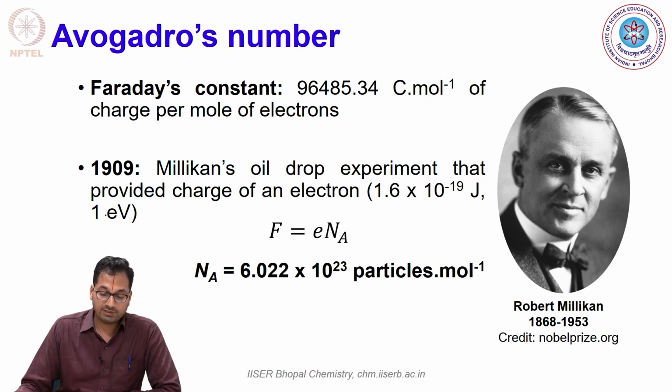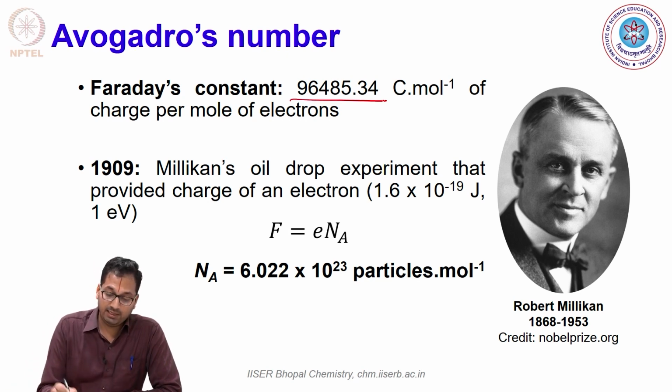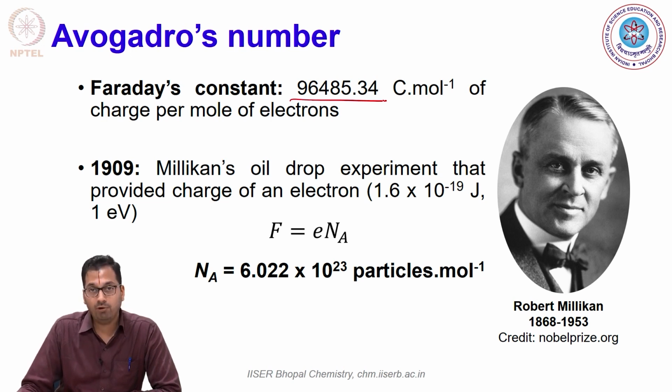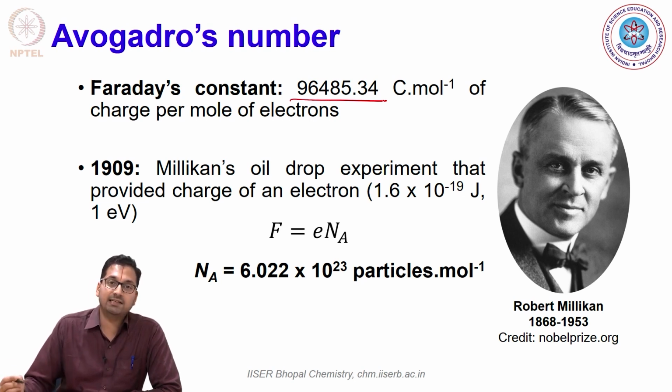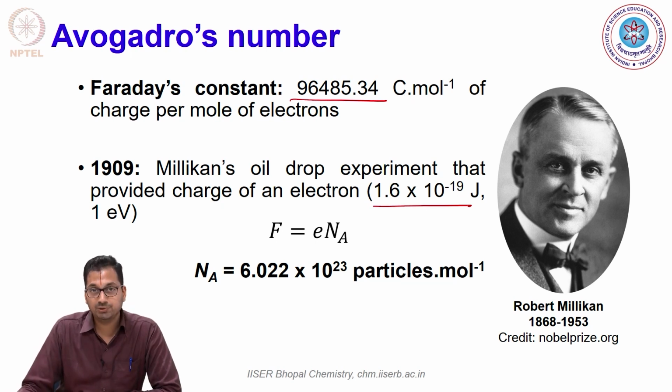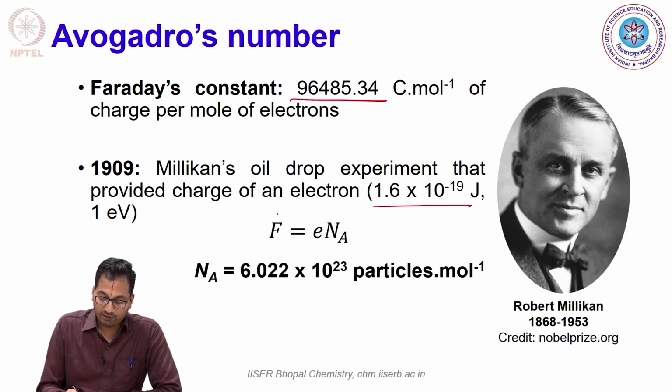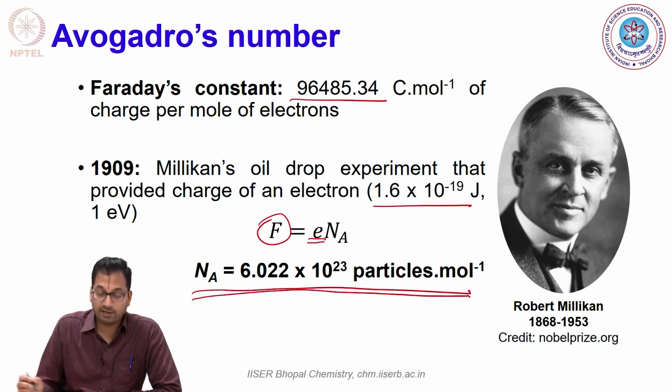Avogadro's number was precisely determined by, in fact, Millikan's oil drop experiment. Until that time, it was known that the Faraday constant is approximately equal to 96500 coulomb per mole of electrons. Once Millikan was able to determine precisely the charge of an electron by his experiment, that is 1.6 times 10 to the power minus 19 coulomb, that is equivalent to 1 eV, then a simple division of the Faraday constant by the electronic charge gives us the value of Avogadro's number.